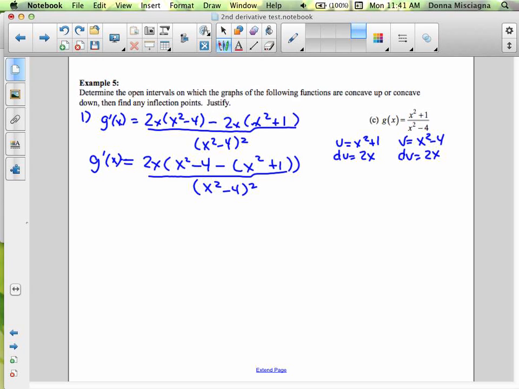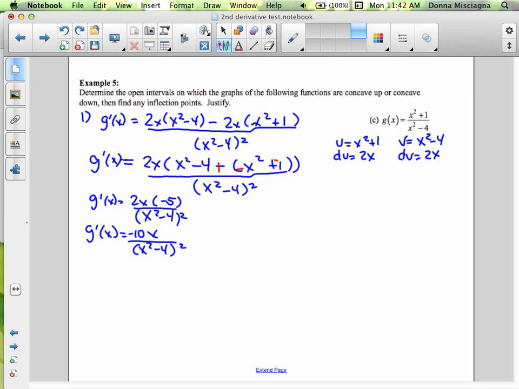Now let's simplify. So g prime of x equals 2x times x squared minus 4, plus negative x squared and negative 1. That's just going to be a negative 5 in the numerator. So that got simpler. Divided by x squared minus 4 all squared. So let's just make that negative 10x. We need all the space for just taking the derivative.